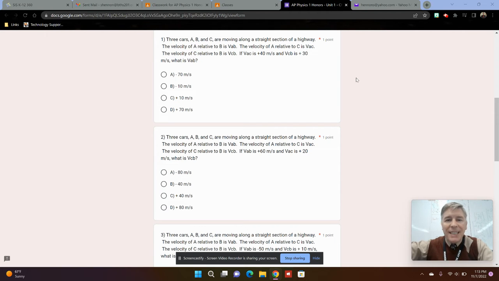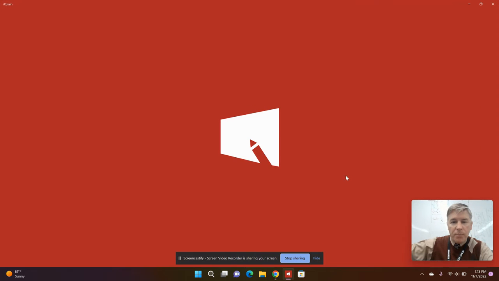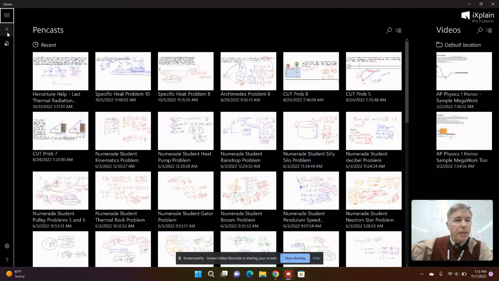So, if VAC is 40 meters per second and VCB is 30 meters per second, what is the velocity of A relative to B? One of the things I was trying to do was show that you can do this if you basically combine those subscripts. So, I need to pull something up so you can take a look at this idea. I'm going to pull up a nice little whiteboard. So, let's just do a quick one.